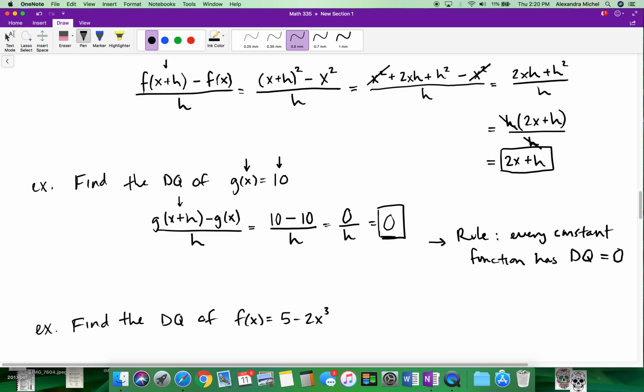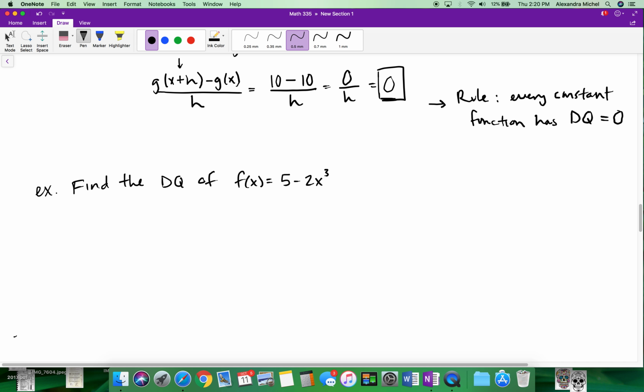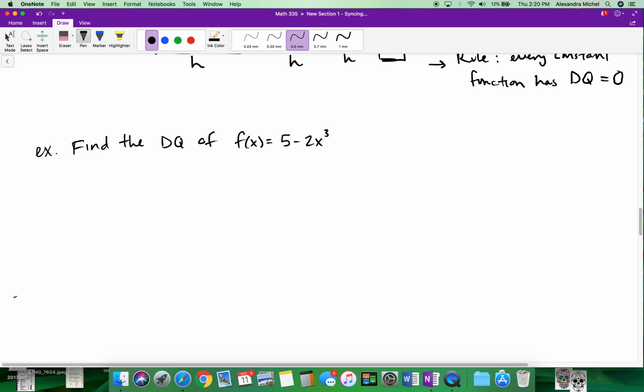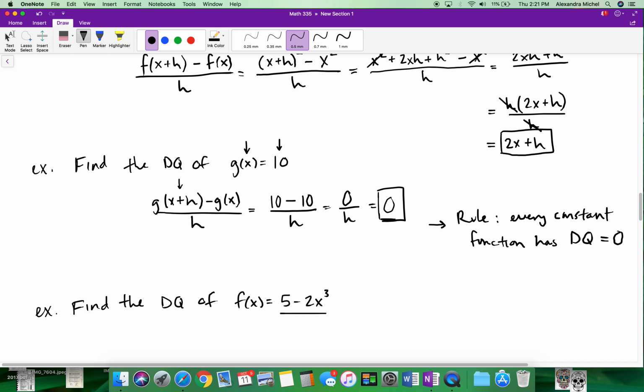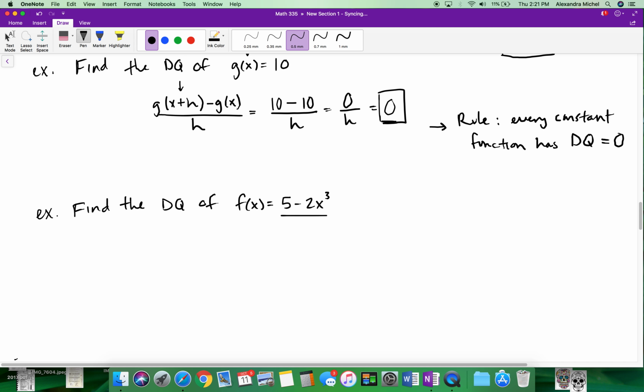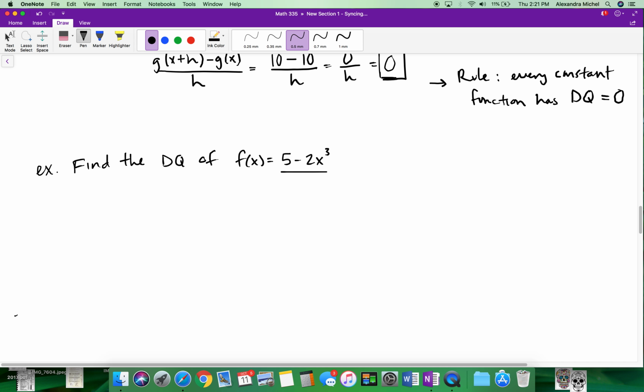And now we're going to do one more example of this. And here we have something a little bit more complicated. We could try to do this with any function. So I'm not going to make things too bad, but here we have 5 minus 2x cubed. Now take a moment and try to do what we just did. This will be more similar to the first example, but try to do what we just did, pause the video, and try to find the difference quotient of this function.